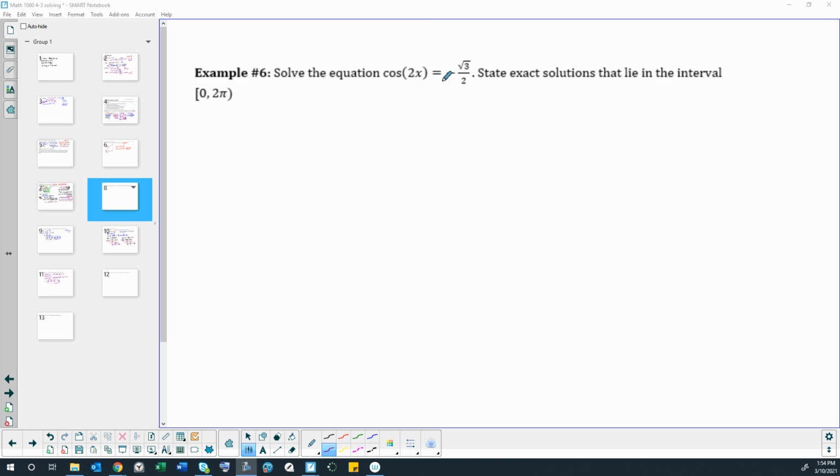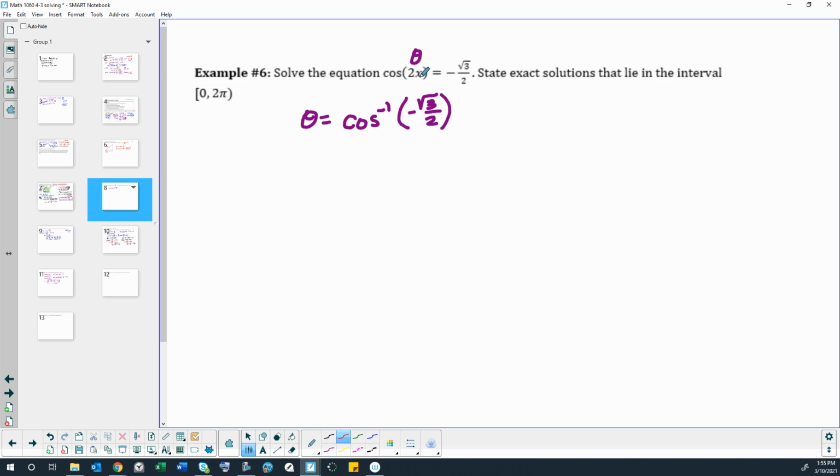Solve the equation cosine 2x equals negative square root of 3 over 2. So keep in mind, instead of this just being theta, it's 2x. Normally we would say theta is equal to the inverse cosine of negative square root of 3 over 2. And of course that would be in quadrant 2 and then also in quadrant 3. So we would want to include that answer as well, which we will do.